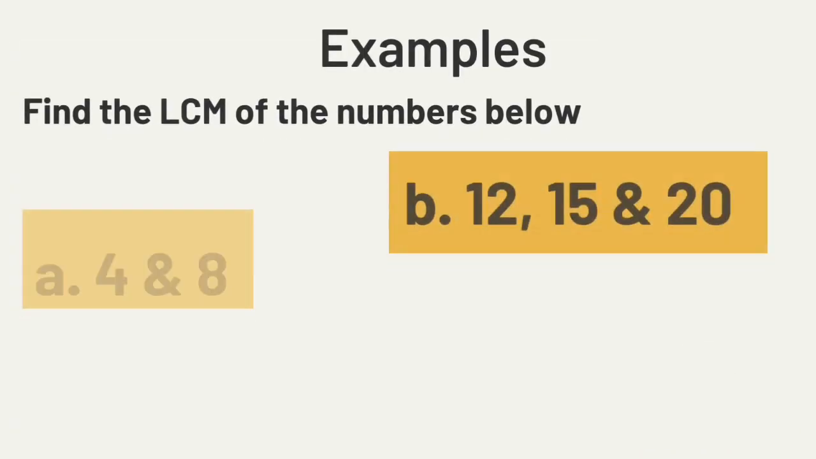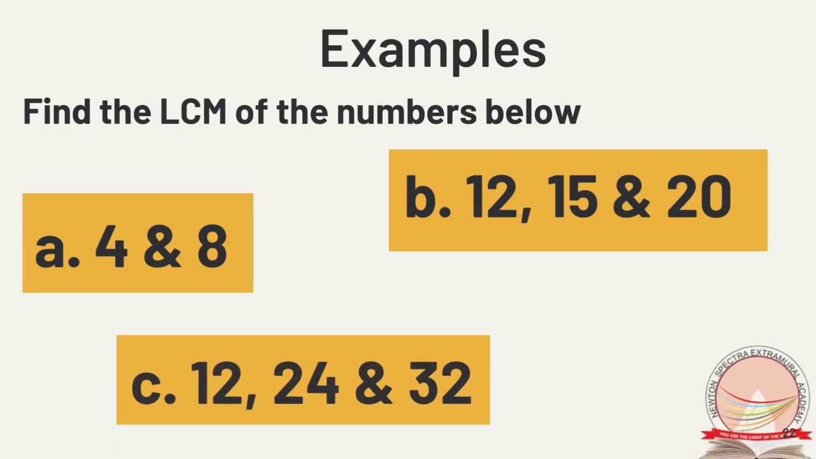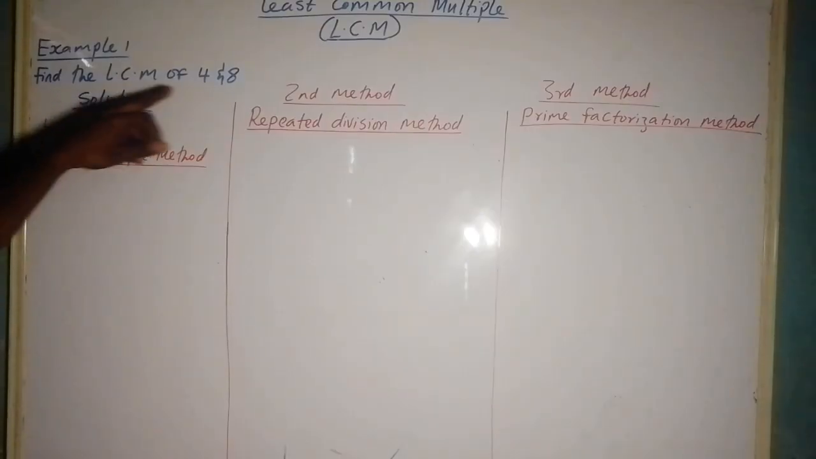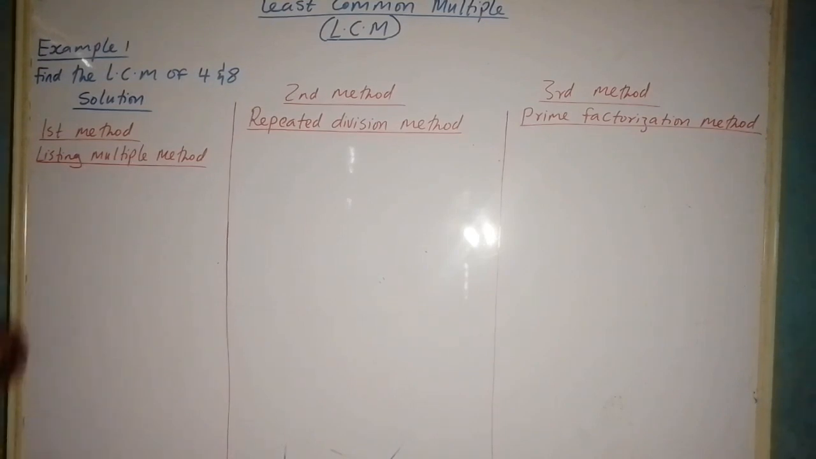Now let's take these examples. The first question says, find the LCM of the numbers 4 and 8. The second question, 12, 15, and 20. And the third question, 12, 24, and 32. Now let's find the LCM of 4 and 8 using these three different methods. The first method is the listing multiples method.